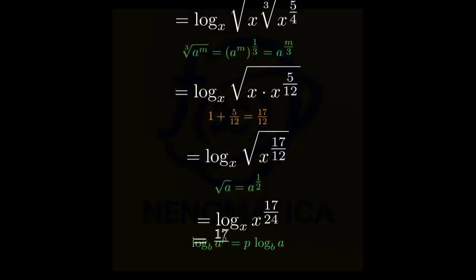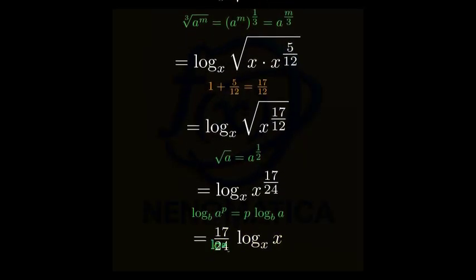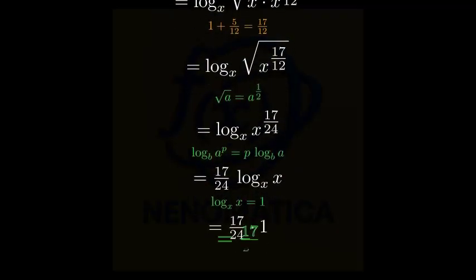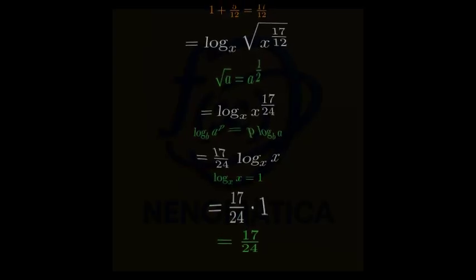Step 6. Use the power rule of logarithms. The exponent comes down in front. Step 7. Because the base and the argument are the same, log base x of x equals 1. So the value is 17/24.